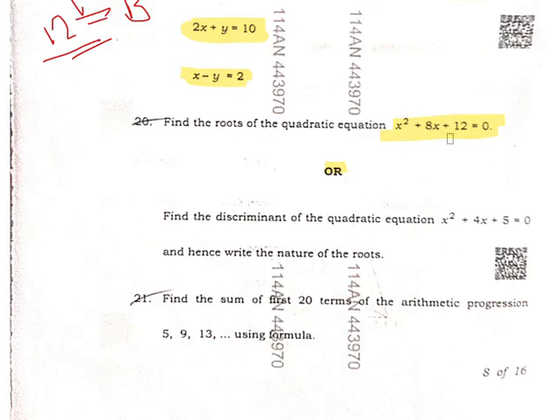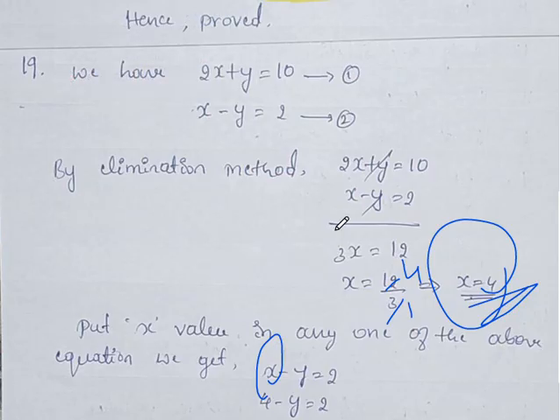You can use the formula method. If you know the formula, that is x is equal to minus b plus or minus square root of b square minus 4ac divided by 2a, that is Sridhar's formula, you can use. Or you can use the factorization method, or here, splitting of the middle term. I use that method here. It is a very simple one.